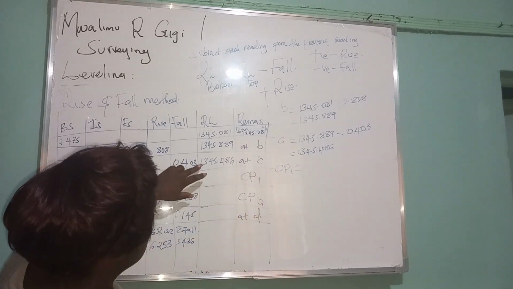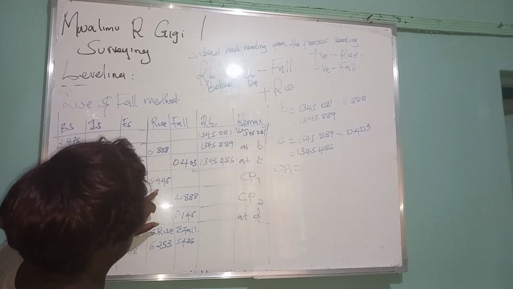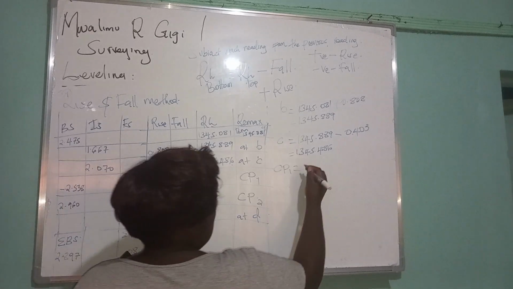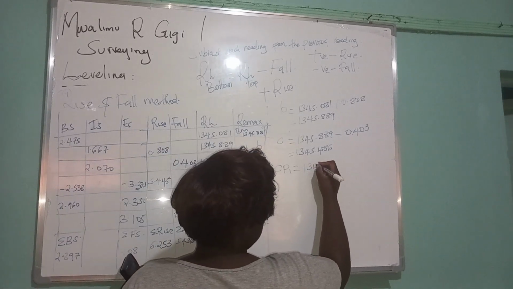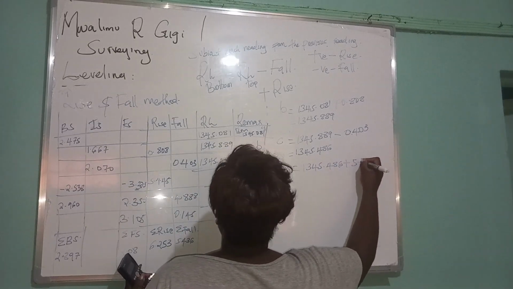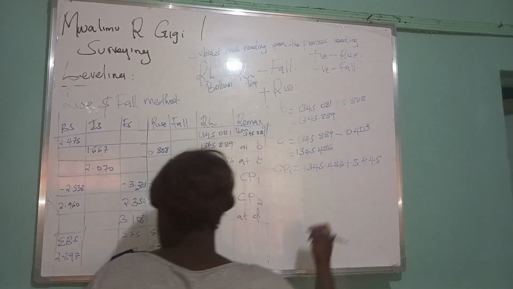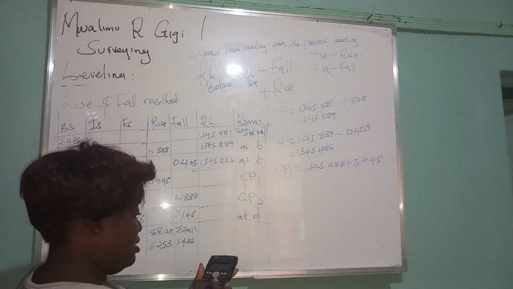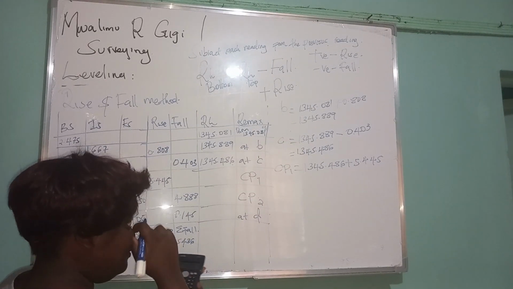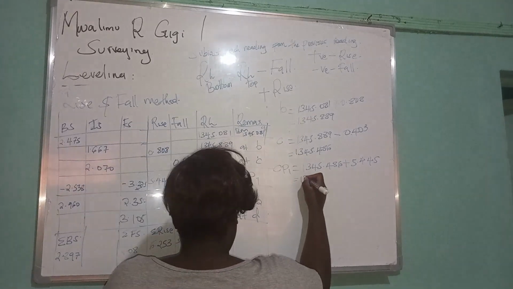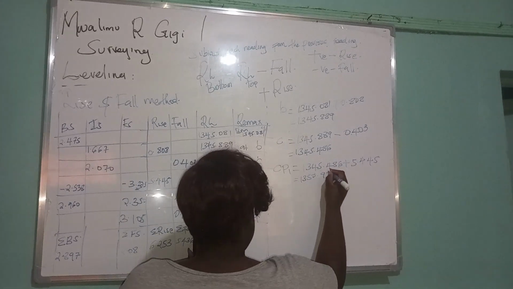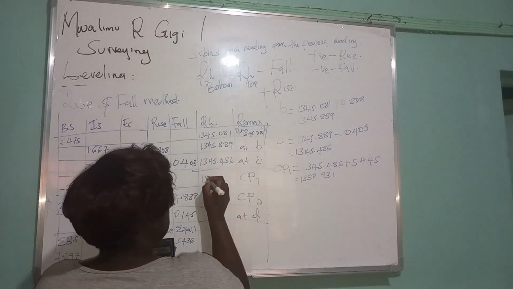At change point 1, we have the reduced level at the top and we have a rise. So it means plus rise. So it is 1345.486 plus 5.445, which is 1350.931.